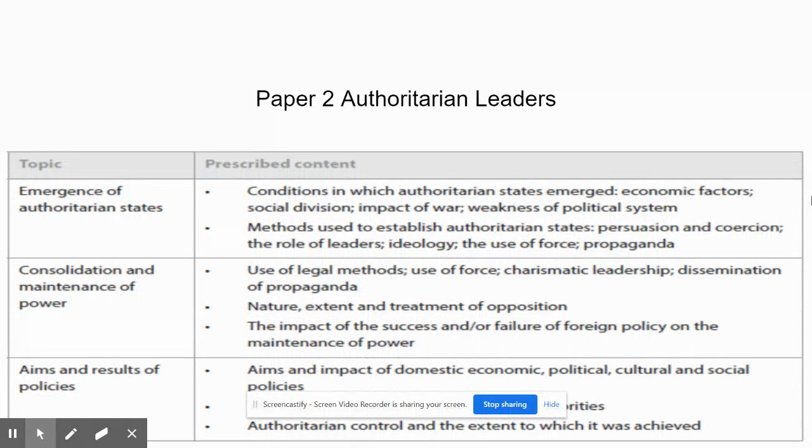Authoritarian leaders, so there's a mix of leaders we can look at. Currently in year 13, we're looking at Castro, Hitler, and Stalin. Previously, we've also looked at Mao. Depending on the students I teach, I allow them to look at different authoritarian leaders in which they are interested. We try to look at a mix of fascist leaders and communist leaders so we can do a good comparison. So we look at their emergence, how they emerge as authoritarian leaders.